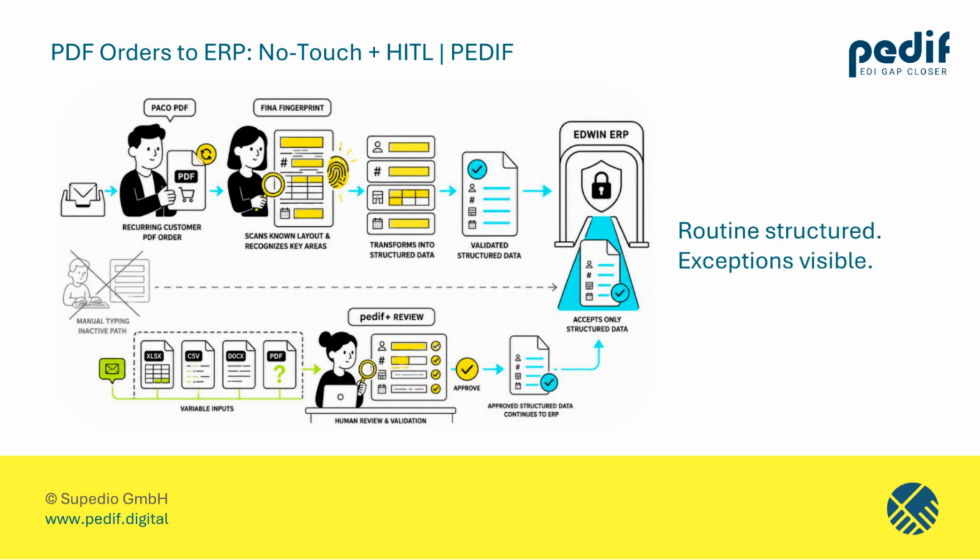The customer process can stay familiar. The sender may continue with PDF or email, while the receiving company gets a controlled path to structured ERP data.